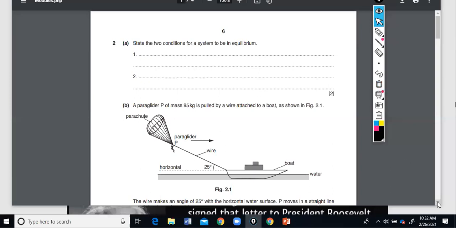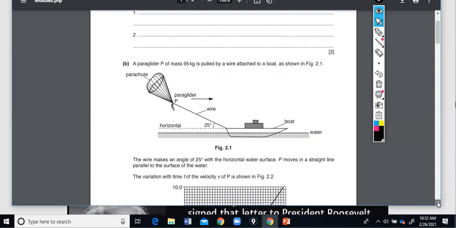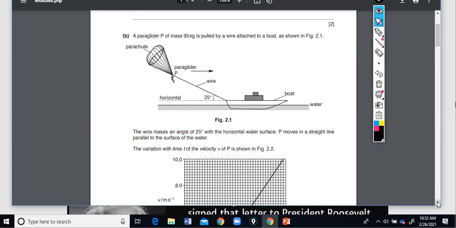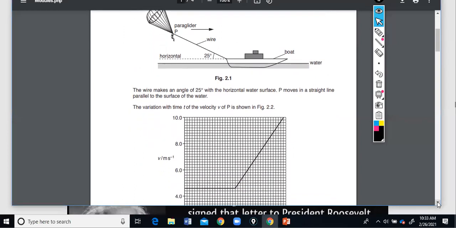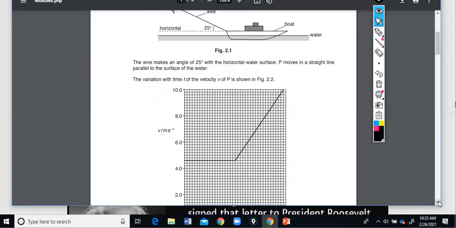And as long as you worded something that's equal to that, you're in good shape. Here we have our paraglider P of mass 95 kilos pulled by a wire attached to a boat as shown. The wire makes an angle of 25 degrees with the horizontal water surface. It says P moves in a straight line parallel to the surface of the water. The variation with time t of the velocity v of P is shown. Figure 2.2, so that's given there.